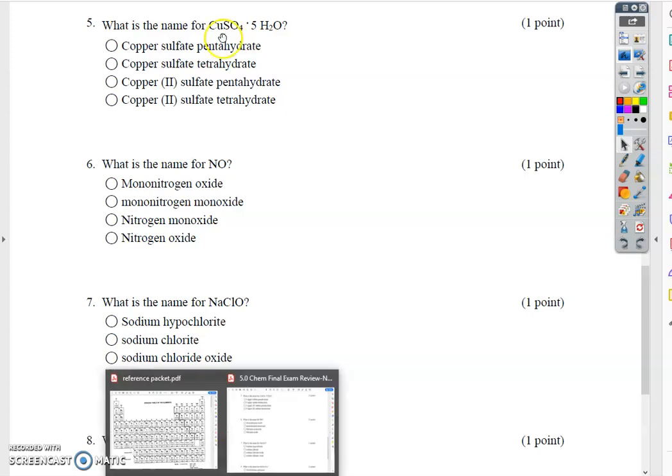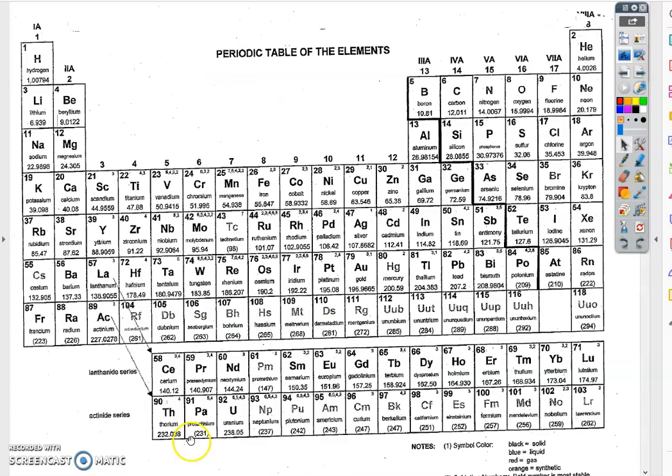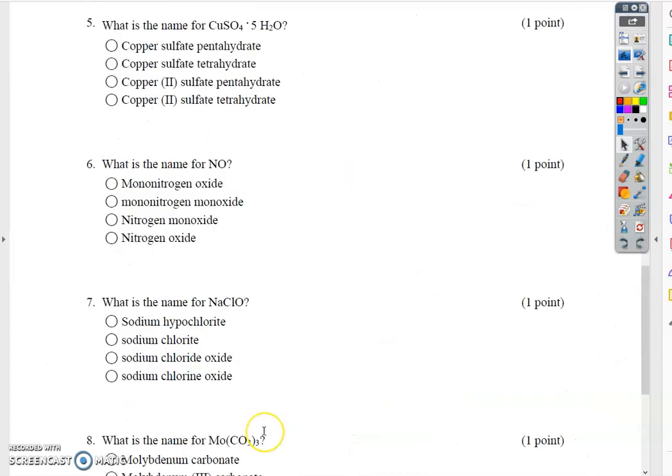So what we want to do is find copper first on the periodic table. Copper is right here. You see how it could be a +1 or +2? So that's telling us we have to do a little more work with this. Now to figure this out, you always will know what the other part of that compound is.